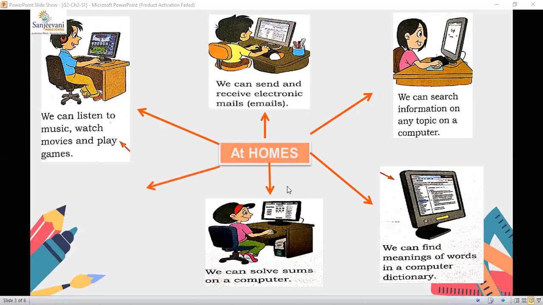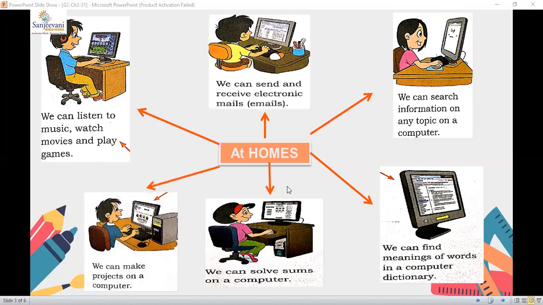And the next use of a computer at our homes is we can make projects on a computer. You can make your EVS project, you can make your science, maths project on a computer. You can type on a computer. You can have pictures on a computer, and you can make beautiful projects on a computer. I hope you have understood the uses of computer at our homes. Okay, yes, we use computer at our home for doing all these things.